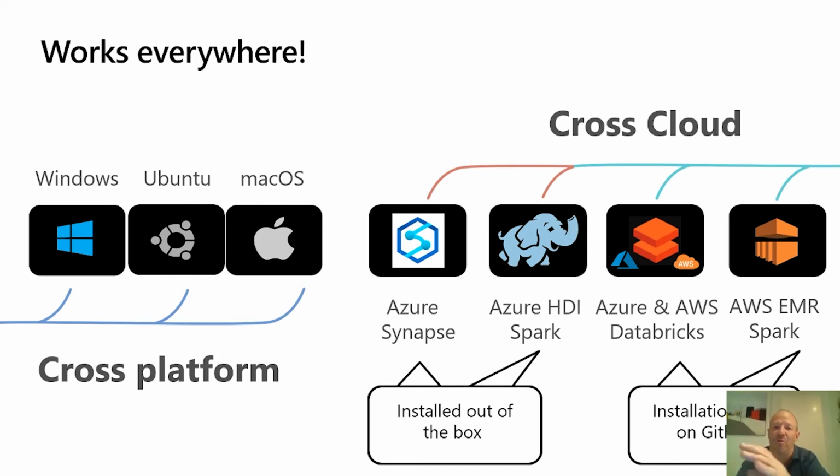You don't have to deploy the .NET runtime. You don't have to deploy the libraries that we have, etc. While in the AWS case and in Azure Databricks, you actually have to go through a few steps of installation. The installation documentation is on GitHub, and I will also quickly mention it for Azure Databricks, what works.